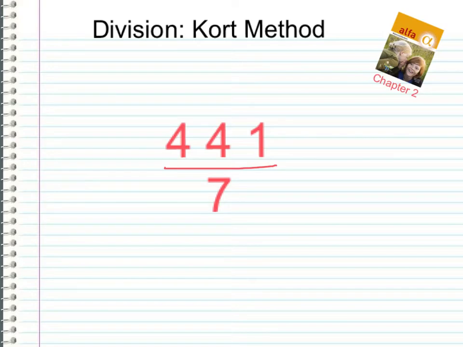This question is a little bit more difficult. As you can see, the first step, 4 divided by 7, doesn't work because 4 is less than 7. It doesn't fit in. So we are going to split this number up. Instead of into 3 individual numbers, we're going to split it up into 2 numbers. We've got 44 and 1.